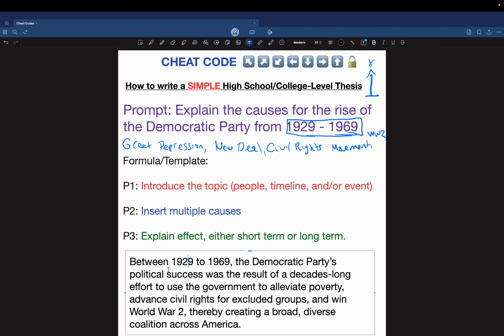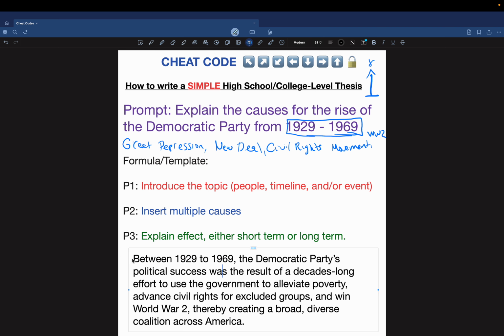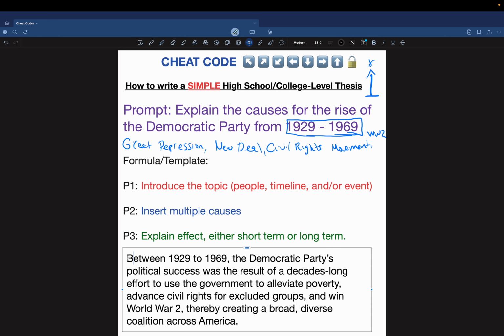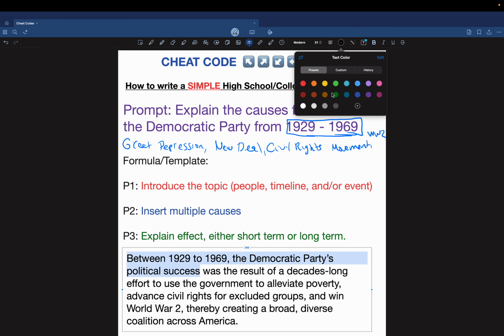So, part 1, introduce the topic, timeline, people. I'm going to say between 1929 to 1969, the Democratic Party's political success. So that's really the topic in question. And you'll see I rephrase the prompt into my statement, so you know it matches. I'm going to highlight that red just for clarity's sake.